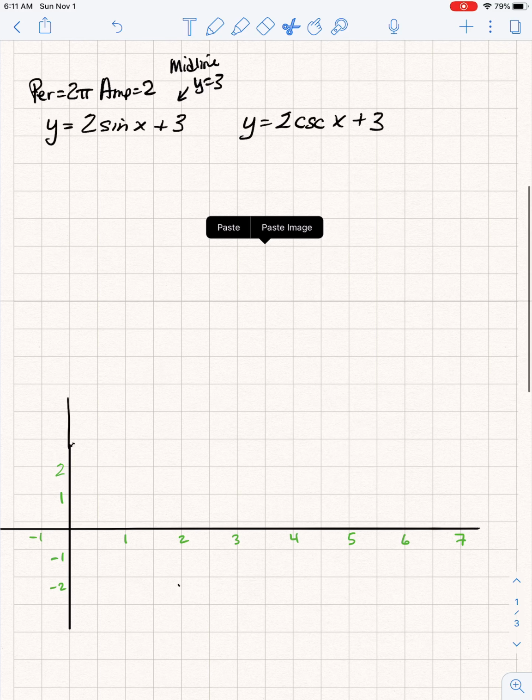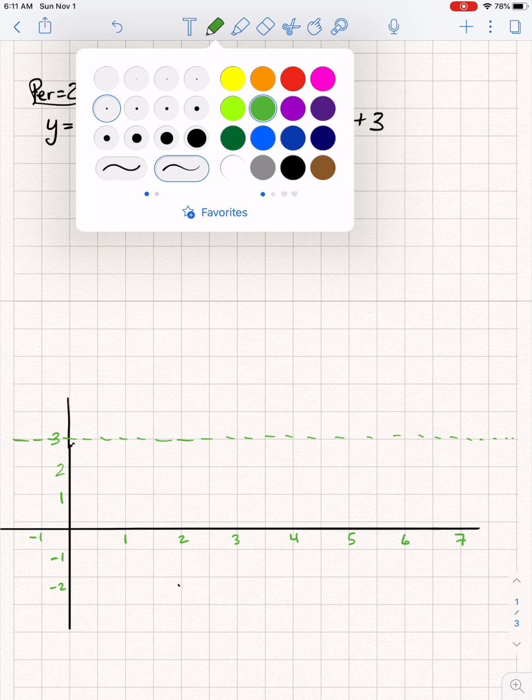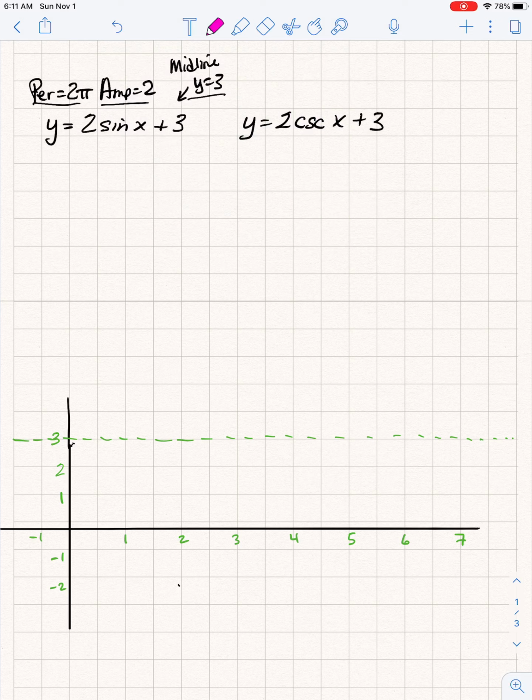So anyway, the period is 2 pi, the amplitude is 2, and the midline is 3. We always put the midline on first, so I'm going to go down here at 3 and put on our midline. Then we have an amplitude of 2. So from the 3, we go up 2, and then back down 2.